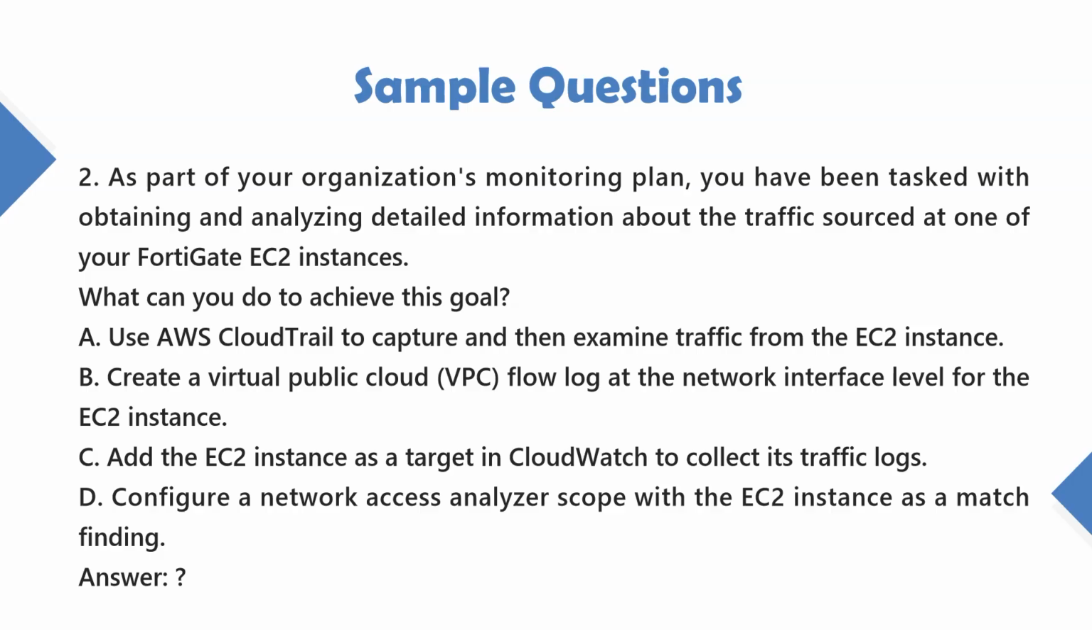A. Use AWS CloudTrail to capture and then examine traffic from the EC2 instance. B. Create a virtual public cloud (VPC) flow log at the network interface level for the EC2 instance. C. Add the EC2 instance as a target in CloudWatch to collect its traffic logs. D. Configure a Network Access Analyzer scope with the EC2 instance as a match finding.